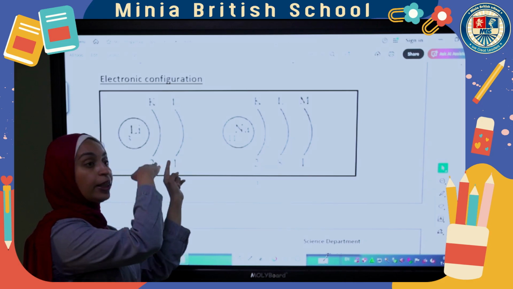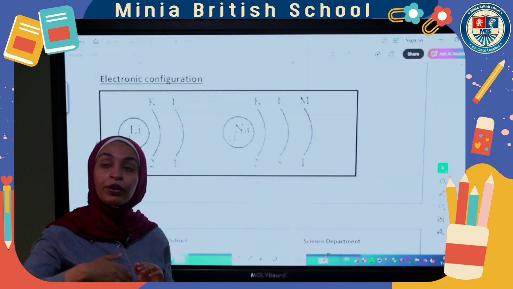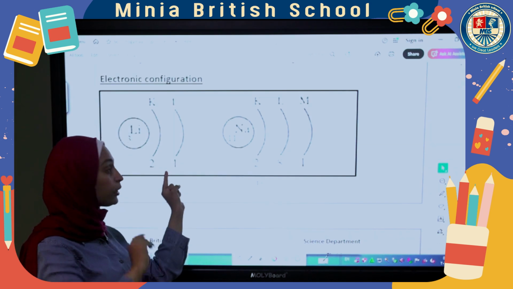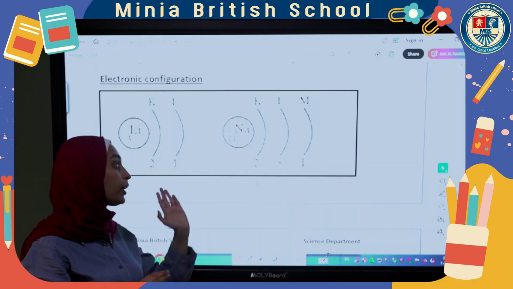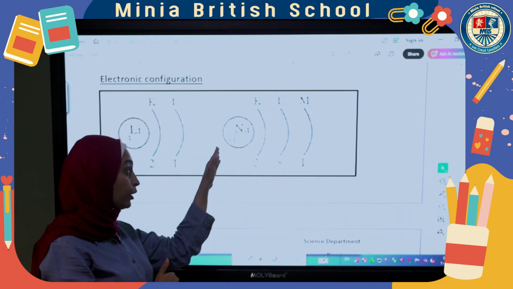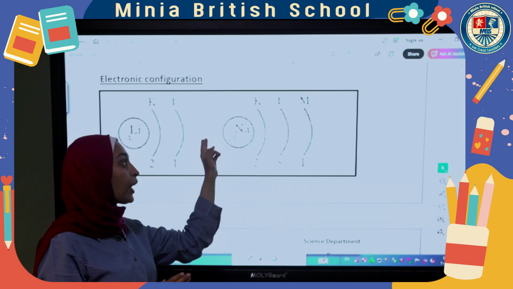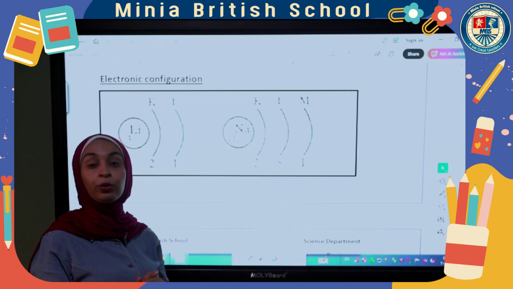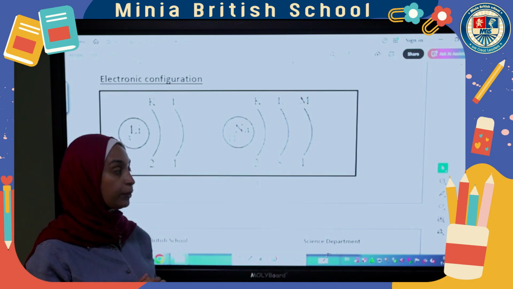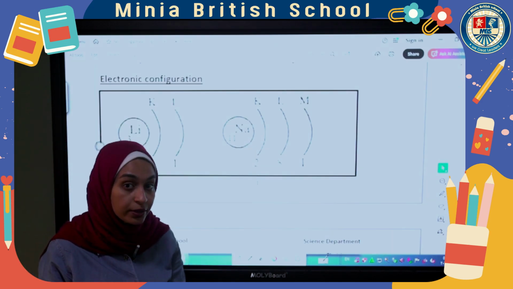I will put the 1 in the next level, because the K is saturated with 2 and the L can be filled to 8 electrons. And I have 1 only, so I will write 1 in the next level. Okay, another element. I have sodium here, and sodium has atomic number 11, so the number of electrons also equals 11. At first, I have to draw the nucleus as on the board and write 11 inside the nucleus, positive 11.